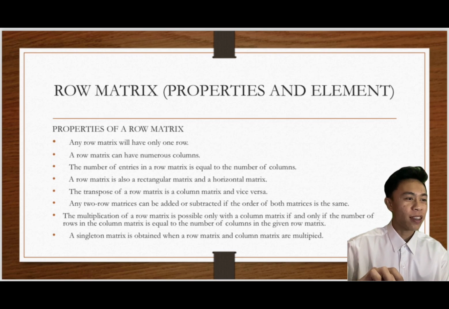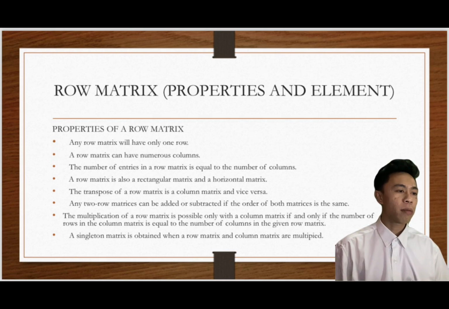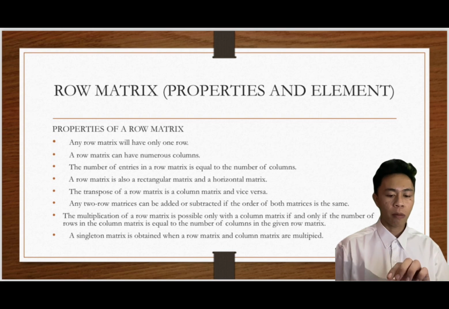Any two row matrices can be added or subtracted if the order of both matrices is the same. The multiplication of a row matrix is possible only with a column matrix if and only if the number of rows in the column matrix is equal to the number of columns in the given row matrix. A singleton matrix is obtained when a row matrix and column matrix are multiplied.